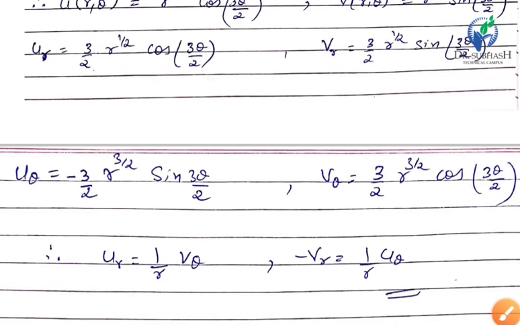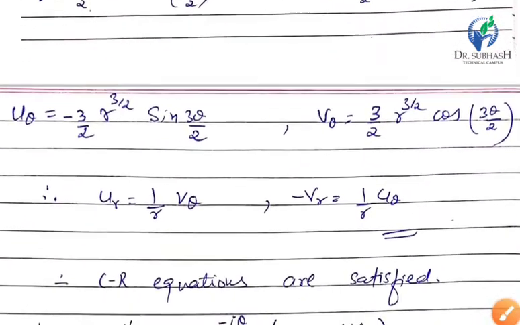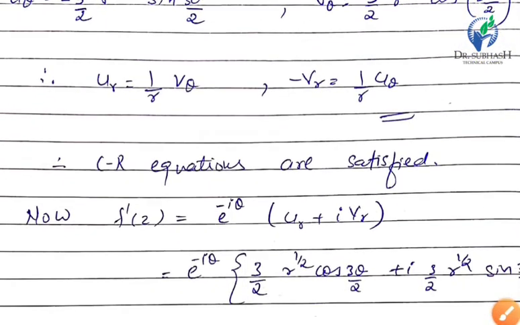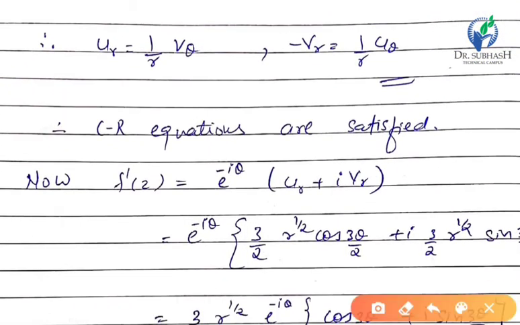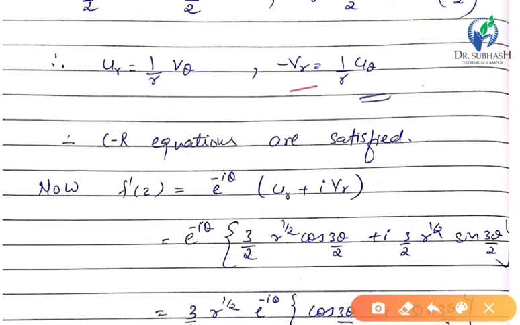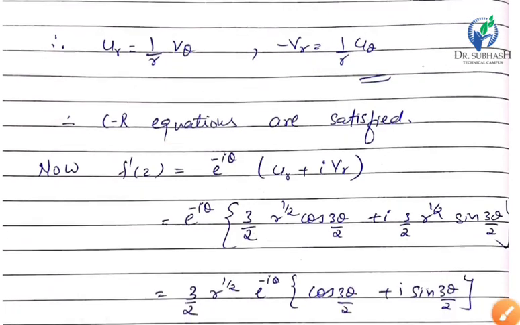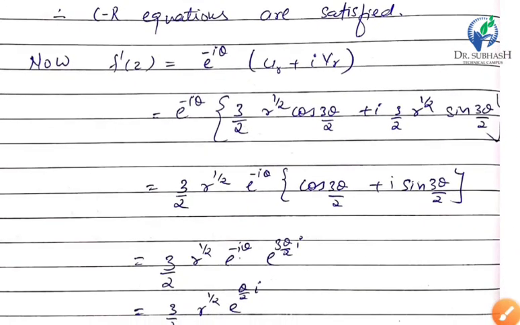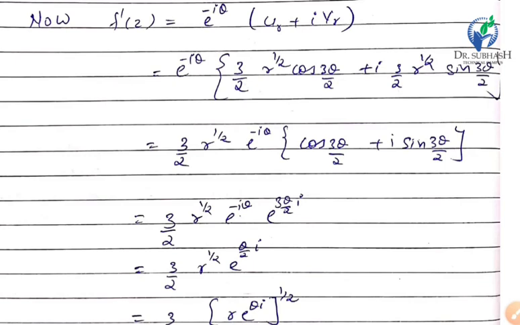See, now we can see here that u_r equal to 1 by r v_theta, and minus v_r equal to 1 by r u_theta. The CR equations are satisfied. Therefore, we can say that the function is analytic. Okay. Now, what we have to do is we also have to find the differentiation.